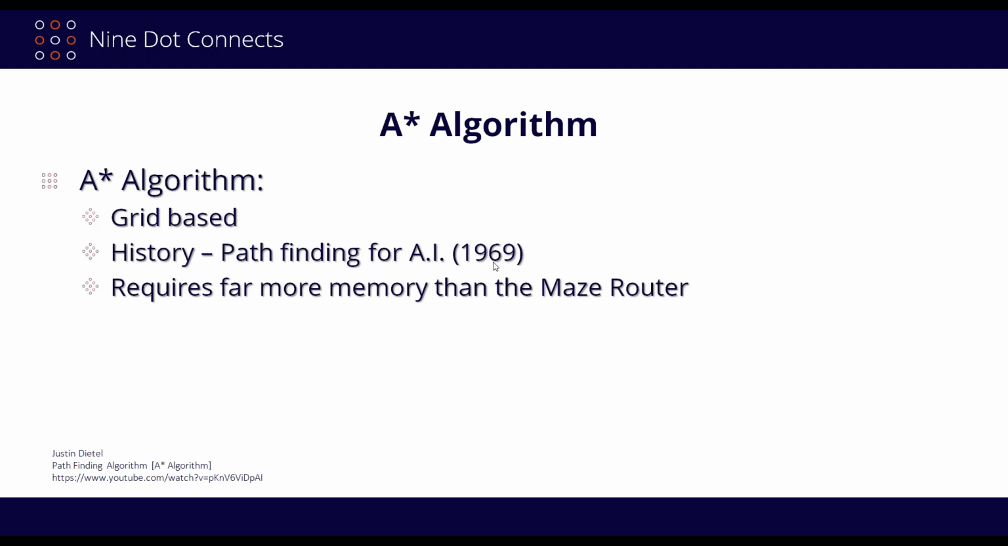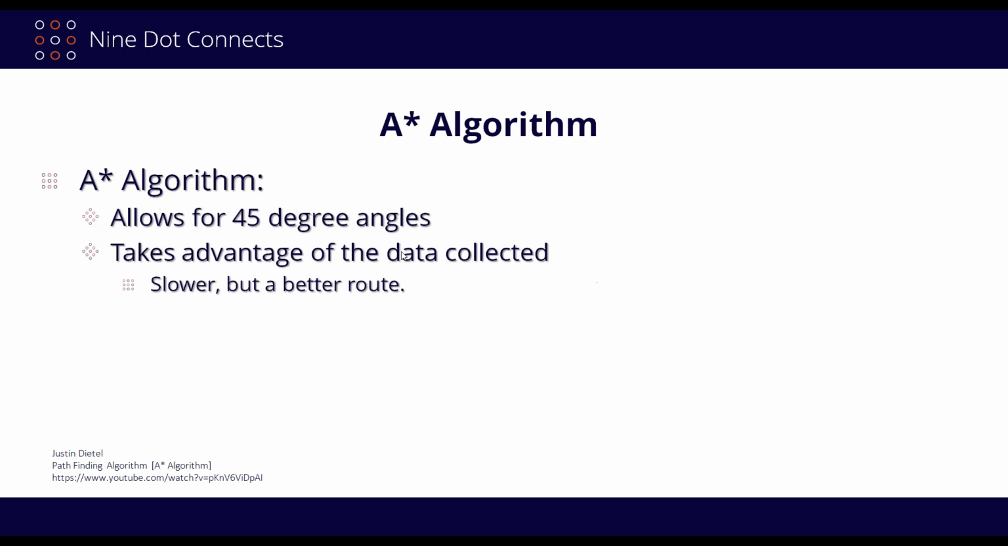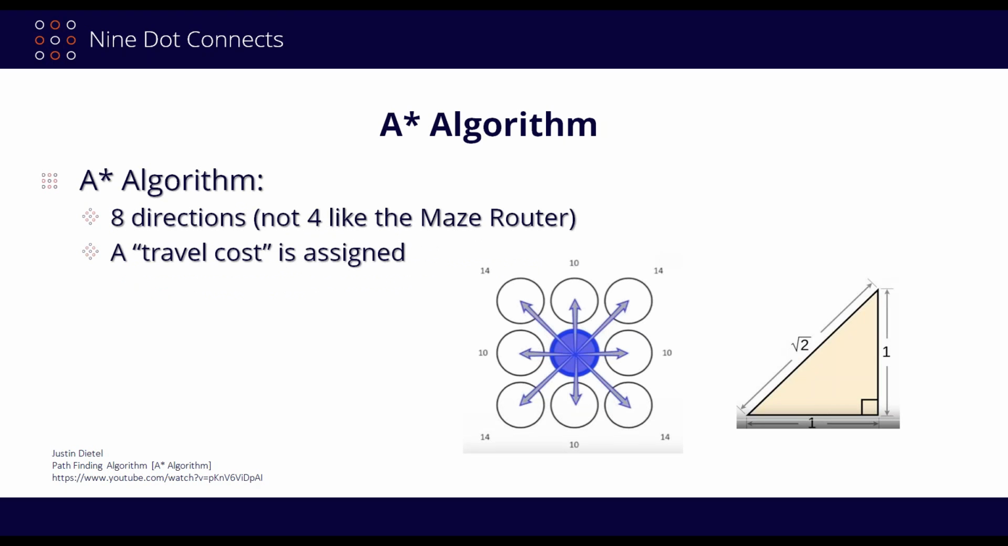Okay, so it was actually developed in 1969, but because of the horsepower that we didn't have in the computers, it's like, we'll deal with the maze router, we'll deal with things that are a little more simpler than something of this nature. They certainly didn't have the memory for it back then as well. What it does allow for is 45-degree angles, and it also takes advantage of all the data being collected. So what's interesting about this is that, again, it looks very similar to the maze router, but they've enhanced it. So first and foremost, what you do is you actually provide a number to it, and they call this the travel cost. Now, in the other one, we just saw a sequence of numbers.